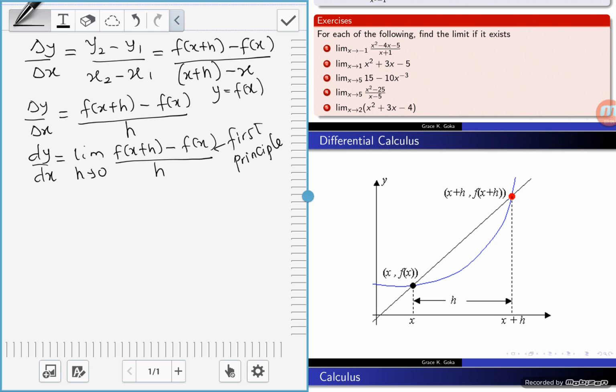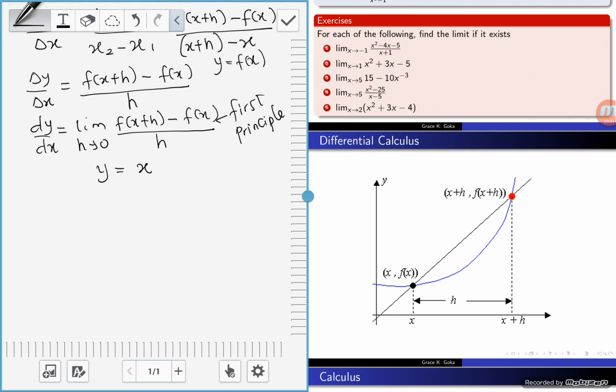So if you have been asked to find the derivative of a function using the first principle, this is the formula that you quote and find the derivative of that function. Okay, so with that being said, let's look at how to differentiate functions using the first principle. What we used to generate that formula was y is equal to f of x. So let's see, when we have y is equal to x, what will be our dy dx.